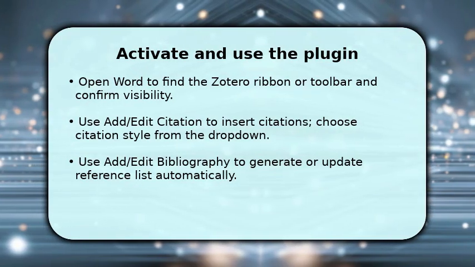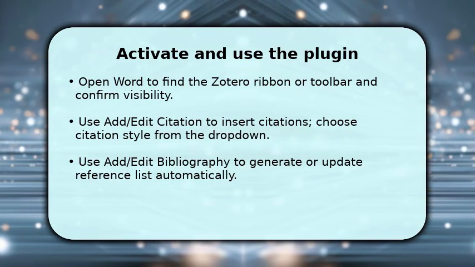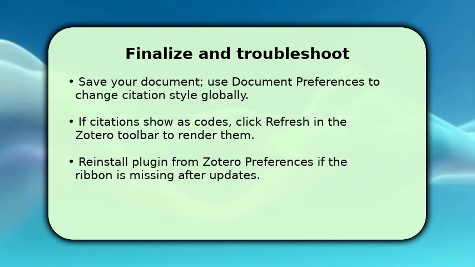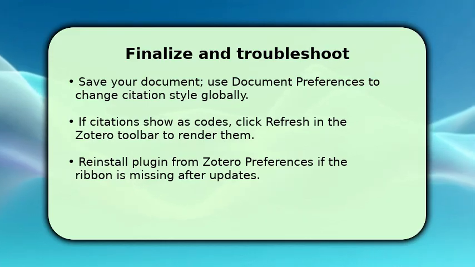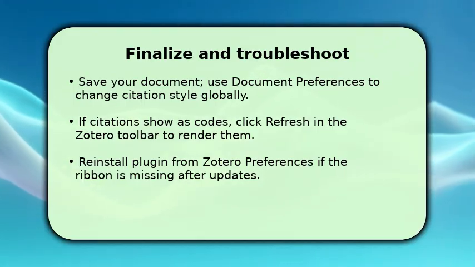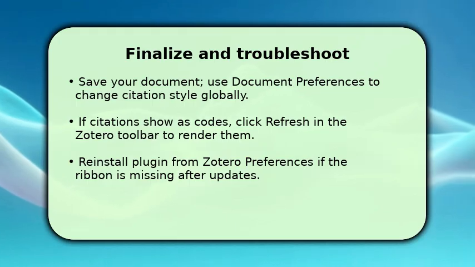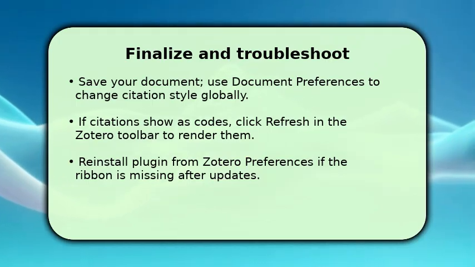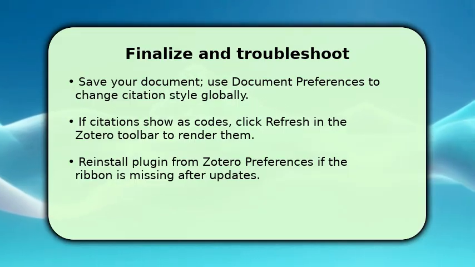Finish by saving your document and using Document Preferences in the Zotero toolbar to pick or change a citation style. This updates all citations and the bibliography. If you see citation codes like Smith 2020 instead of formatted citations, click Refresh in the Zotero toolbar to convert codes into formatted text. Make sure Zotero is open when refreshing.